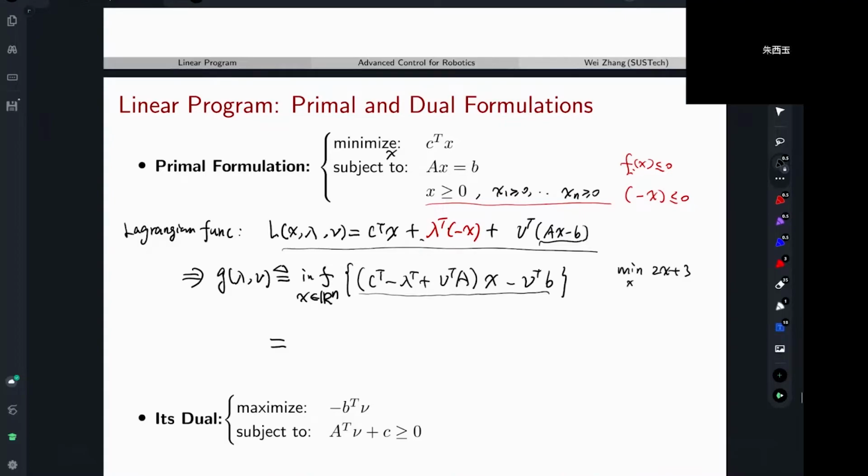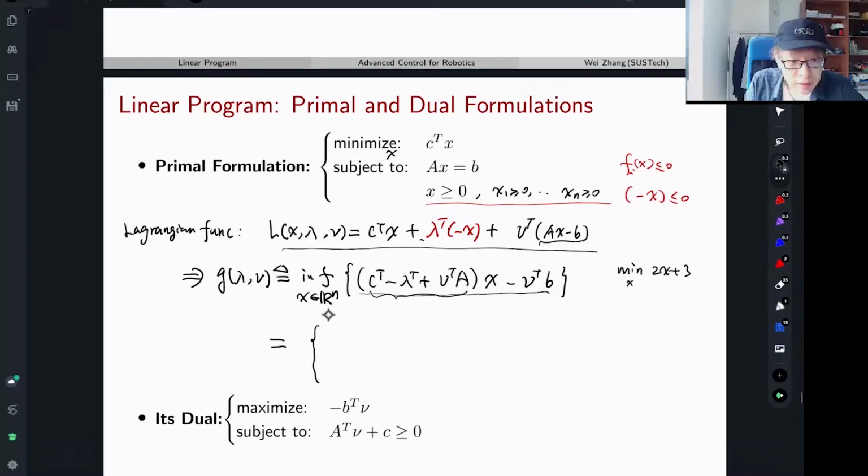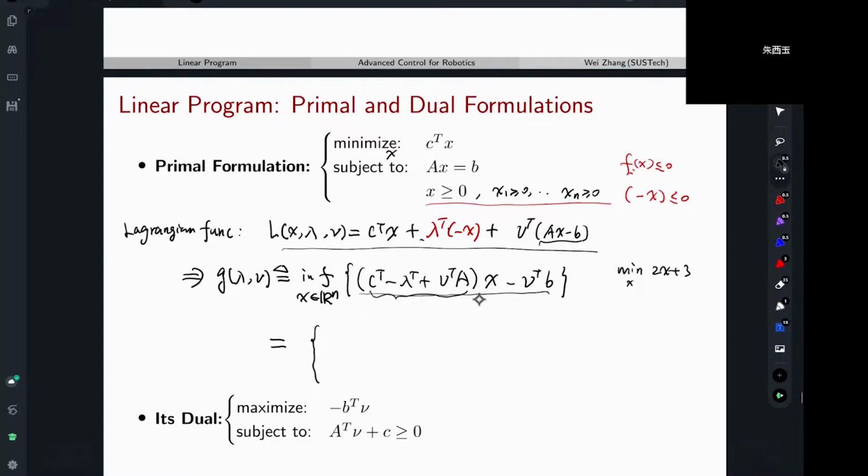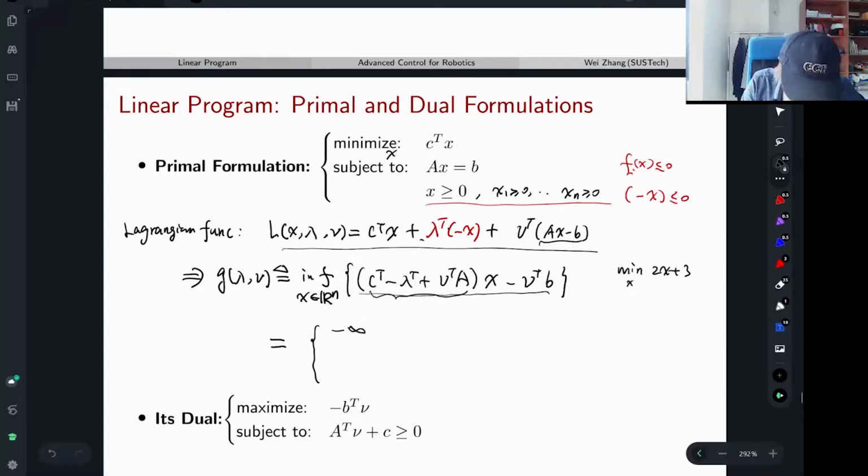First, I should determine the sign of the first bracket. If it's positive, I should calculate the minimum of the domain. But it's in R^n, right? Yeah. So it will be negative infinity. But the condition is if c transpose minus lambda transpose plus nu transpose A is not equal to 0.